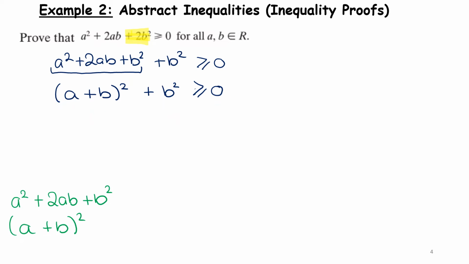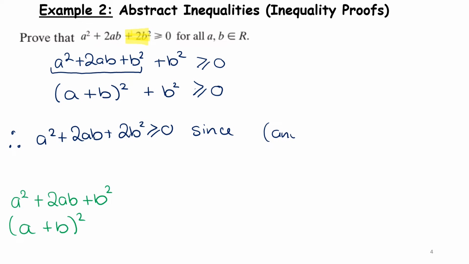For all of this proving, we do need to explain the logic as to why. So we say therefore, go back to the original statement, a squared plus 2ab plus 2b squared is greater than or equal to 0 since, and you only need to say it once, any real number squared is greater than or equal to 0.